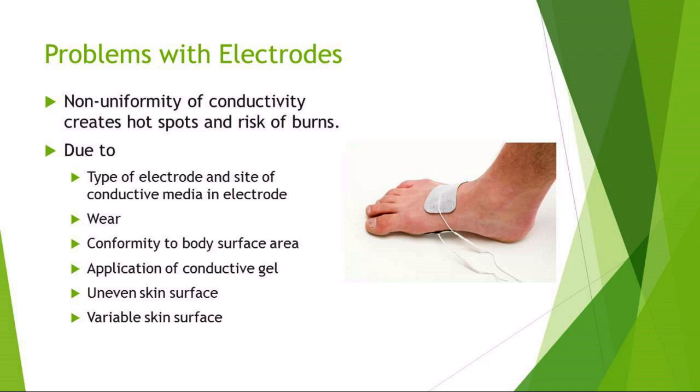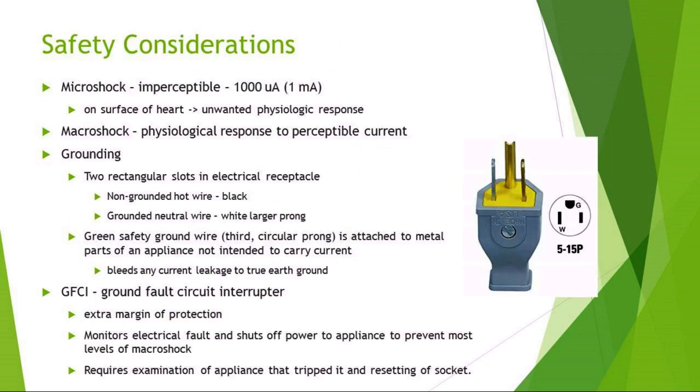So for electrical safety, we want to think about there are two different kinds of shocks, a macro shock and a micro shock. With a macro shock, you can feel it. It's like getting static electricity. You touch a doorknob or something and you get shocked. That is a macro shock. It's a physiological response to a perceptible current. A micro shock is imperceptible, but if you got a micro shock on the surface of your heart, you could get an unwanted physiological response. So usually if there's a problem, you're avoiding macro shocks.